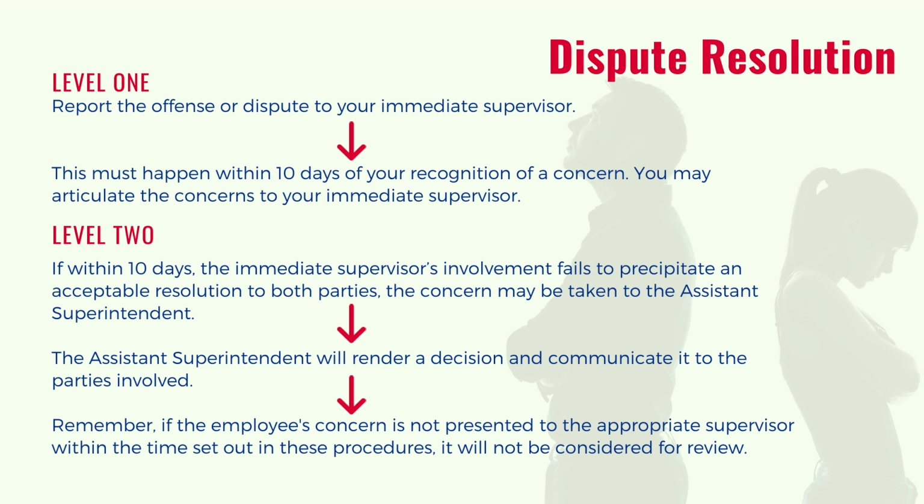Level 2. If within 10 days the immediate supervisor's involvement fails to precipitate an acceptable resolution to both parties, the concern may be taken to the assistant superintendent. The assistant superintendent will render a decision and communicate it to the parties involved. Keep in mind, if the employee's concern is not presented to the appropriate supervisor within the time set out in these procedures, it will not be considered for review.